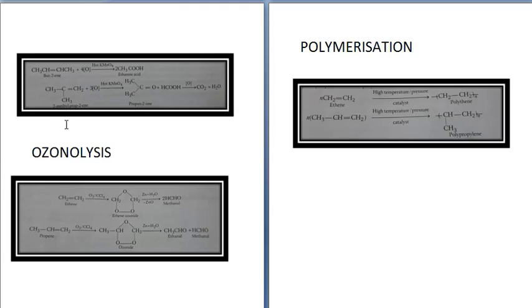Similarly, a branched alkene plus 3 oxygen in the presence of hot KMnO4 gives you a ketone, CH3C=O, plus HCOOH. The HCOOH on oxidation will give you CO2 plus H2O. Okay, so here a ketone is formed.